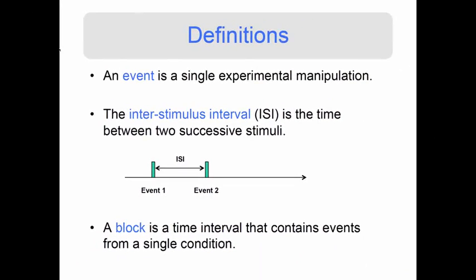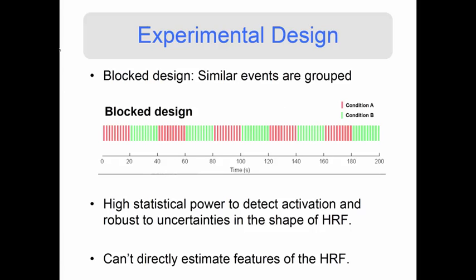Now, a block is a time interval that contains events from a single condition. So let's say that you're looking at pictures of famous faces versus pictures of non-famous faces. A block would be a series of images of famous faces that are shown one after the other. So there's two main types of experimental design that we use in fMRI.